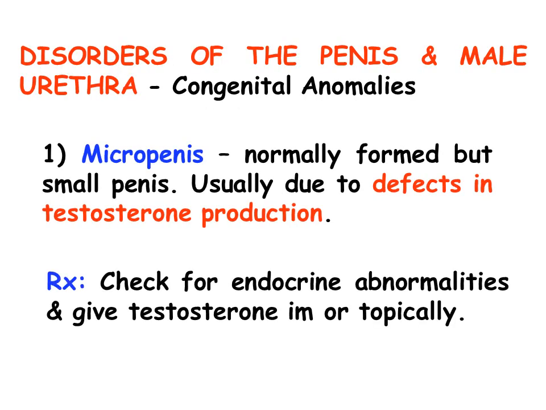We shall start our discussion with disorders of the penis and the male urethra, and there are a number of different congenital anomalies that do exist. Micropenis is one of them. The penis is normally formed, but it just seems to be a little on the small side, and this seems to be due to defects in testosterone production. So, with these children, you want to check for endocrine abnormalities and then give them testosterone.